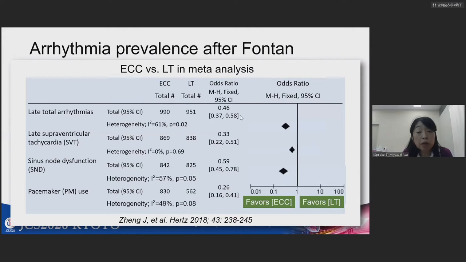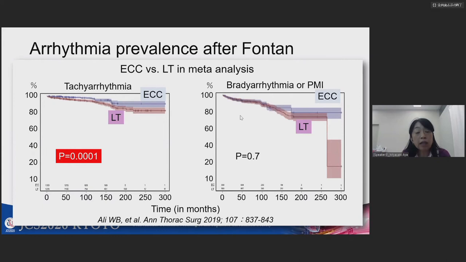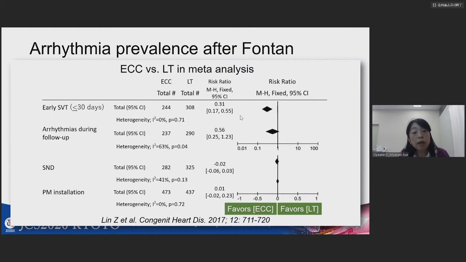Several meta-analyses were published to compare the prevalence of arrhythmia between extracardiac conduit and lateral tunnel. However, the results were different in each analysis. This paper showed a lower risk of arrhythmia, including SVT and sinus node dysfunction, in extracardiac conduit versus lateral tunnel. This paper showed a higher cumulative freedom from tachyarrhythmia in extracardiac conduit, but no differences in bradyarrhythmia or pacemaker implantation. And this paper showed an advantage of extracardiac conduit only in SVT early after Fontan circulation. So it is still controversial which type of Fontan procedure is favorable for long-term arrhythmia. However, we should know that even in TCPC, arrhythmia can be observed during follow-up.